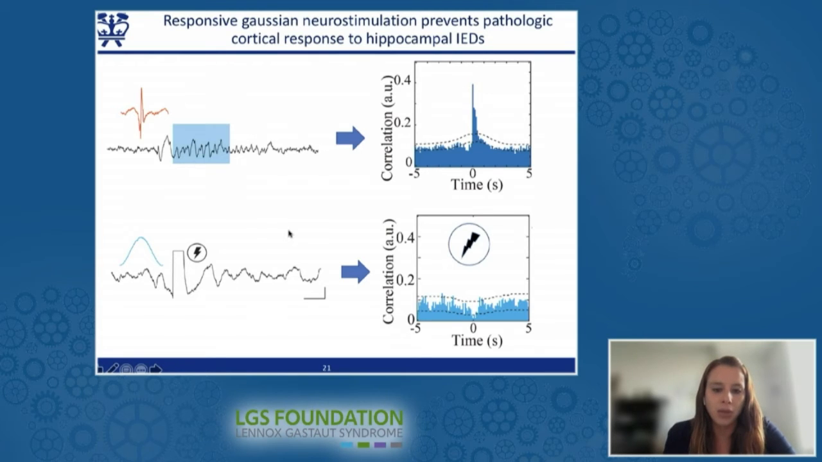Now, what we found after a lot of experimentation is that if you deliver a Gaussian wave of electrical stimulation when you detect a hippocampal IED, you can actually prevent a spindle from being expressed in the cortex. And so this is an example of a session where we've done this closed loop stimulation, and you can see when we plot all of our IED times, we have eliminated the increase or the pathologic coupling between the two structures.